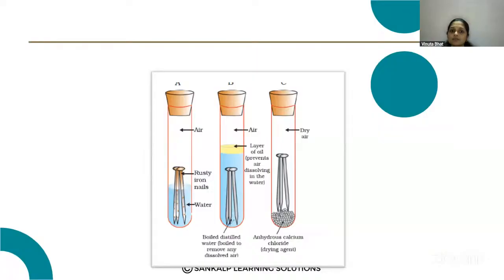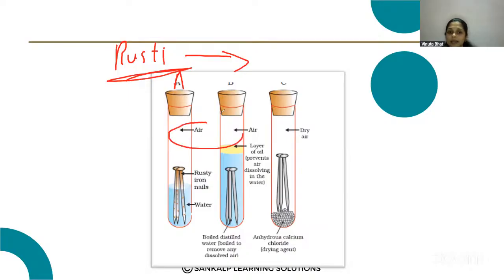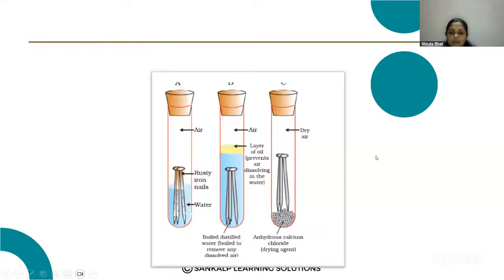Yes, the iron nail in test tube A will undergo corrosion, that is, the rusting process. What things are required for this rusting? Air and water. Air and water are responsible for the rusting process. So these things are required for rusting, and that is what we have to explain and learn from this experiment.